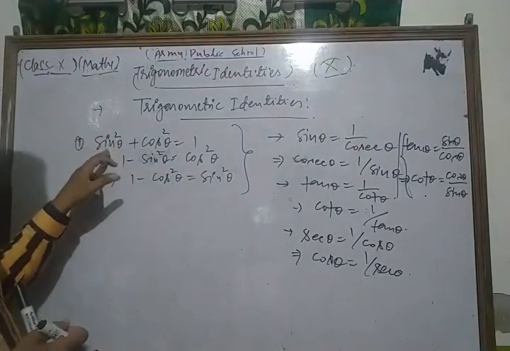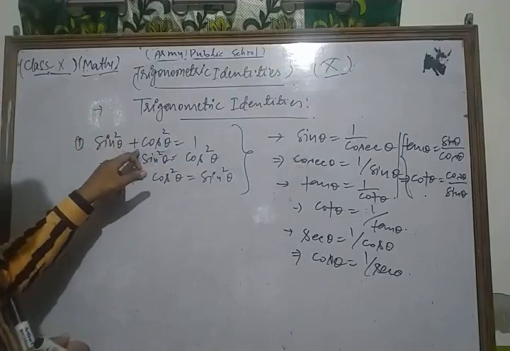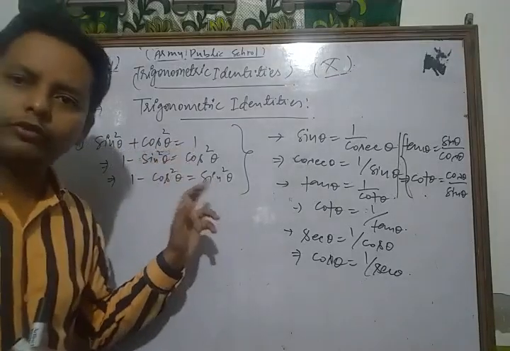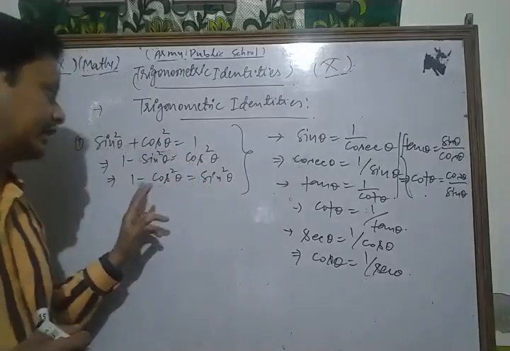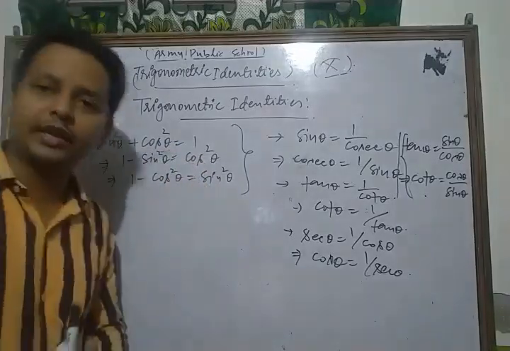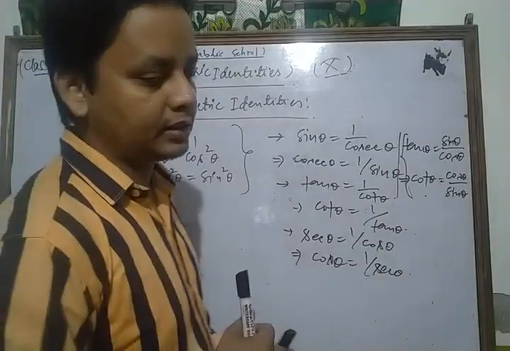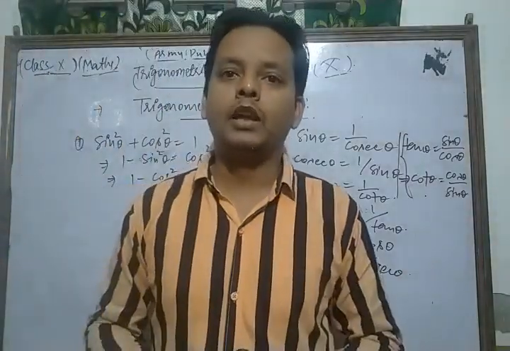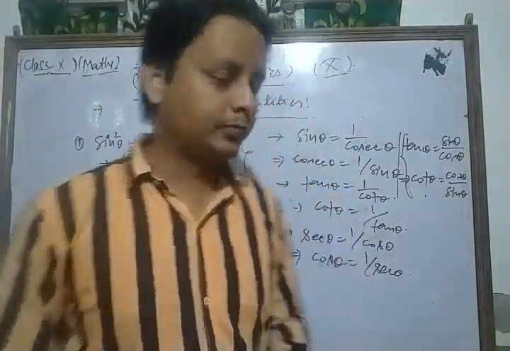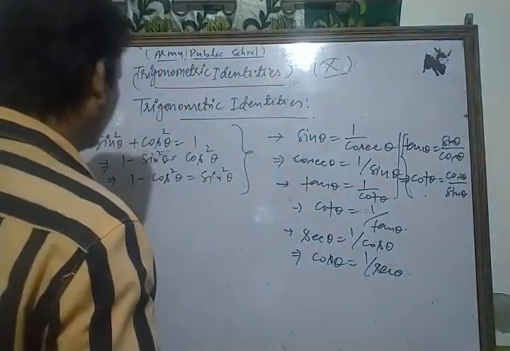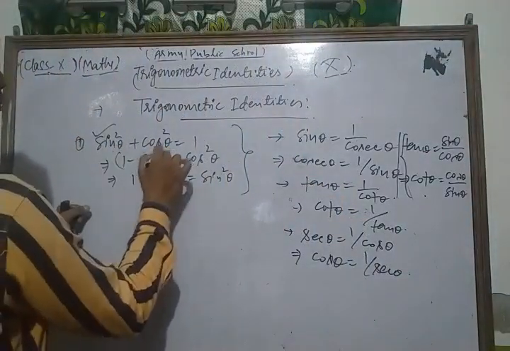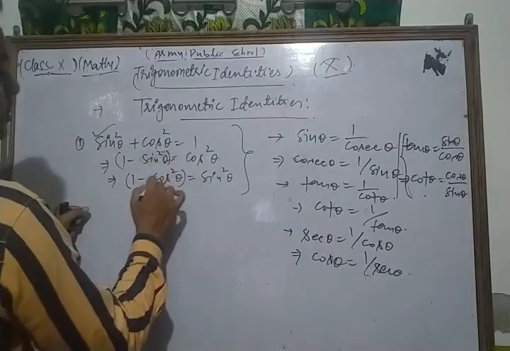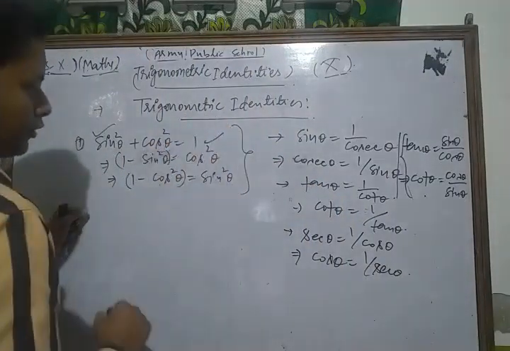First identity is sin square theta plus cos square theta is equal to 1. Or from there we can write 1 minus sin square theta is equal to cos square theta, or we can write 1 minus cos square theta is equal to sin square theta. So all these are very important algebraic identities. Dear students, you learn only that identity, and you can find 1 minus sin square theta and 1 minus cos square theta using that formula.